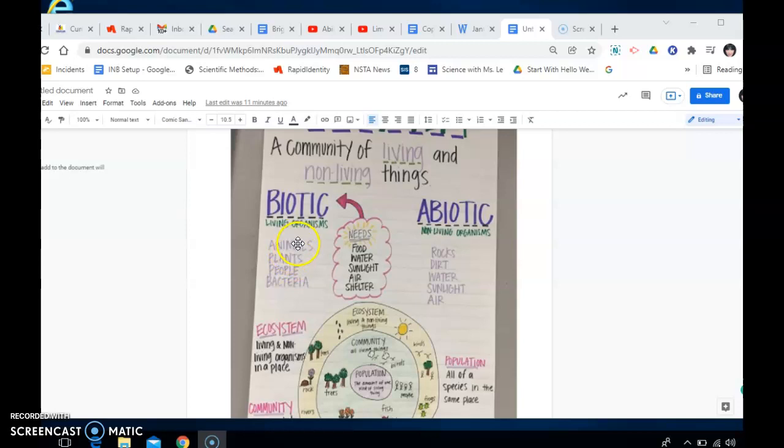Those are things like animals, plants, people, bacteria, things that require the necessities of life, such as food, water, sunlight, air, shelter, space, those things that we've talked about before.